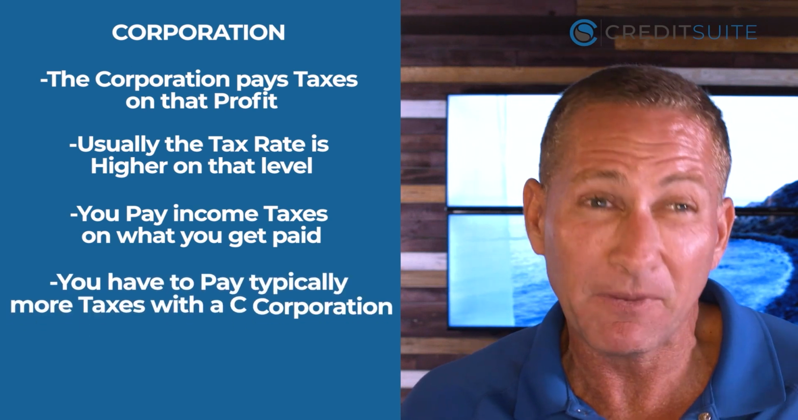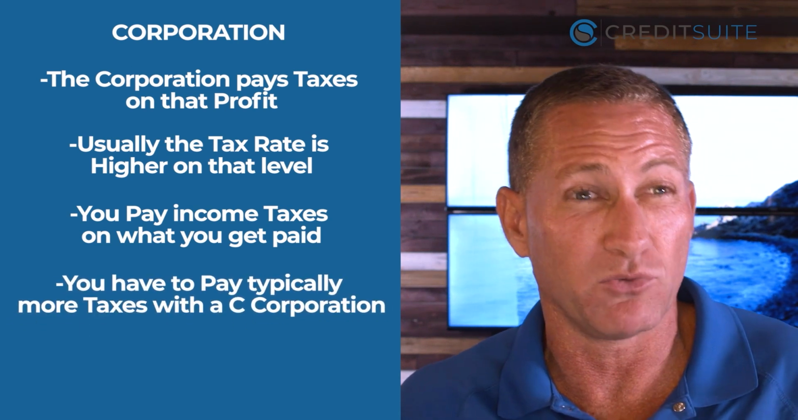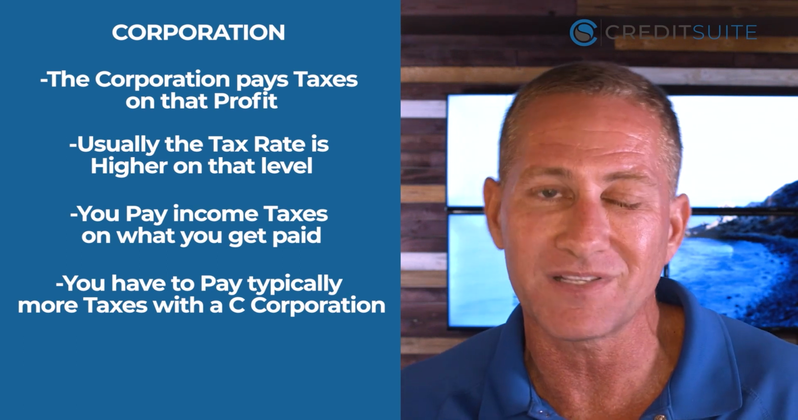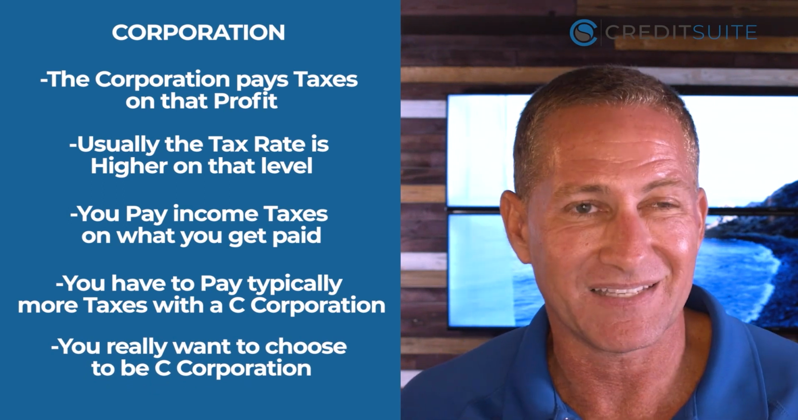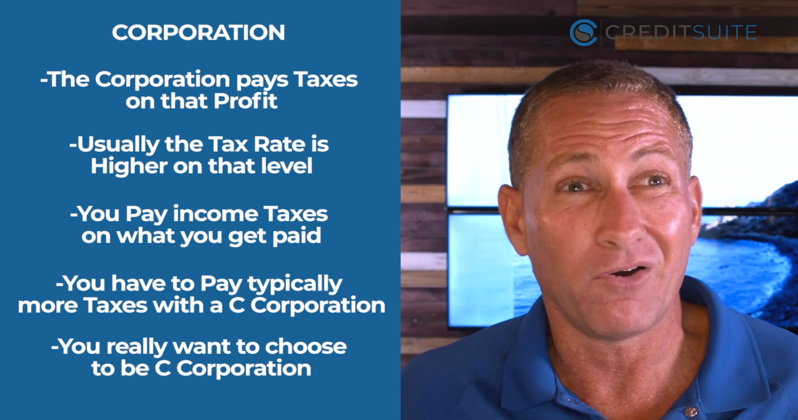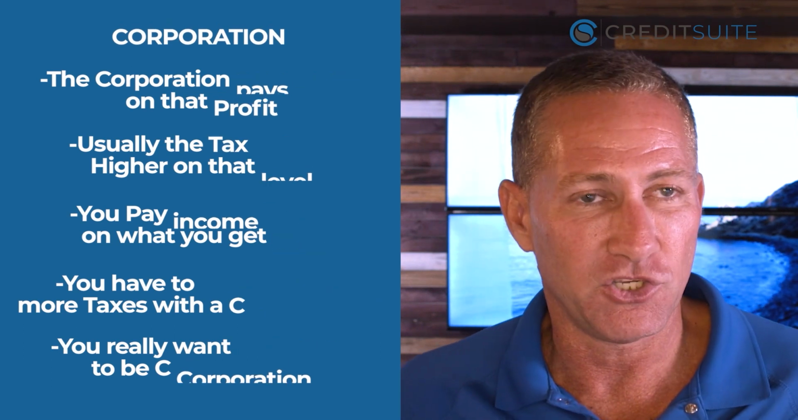So you have to pay typically more taxes with a C corporation, which is why most business owners don't start this way. But typically, as a business grows into a 7 or 8 figure business, you really want to potentially choose to be a C corporation, because at that point, you might not want the profit or loss from a $7 million company or a $10 million or a $20 million company carrying over to your personal taxes.